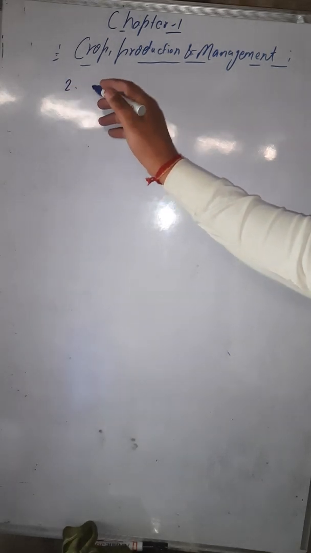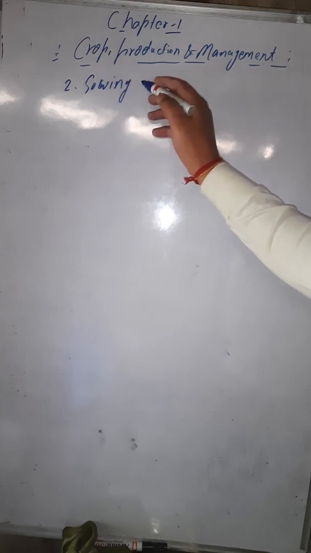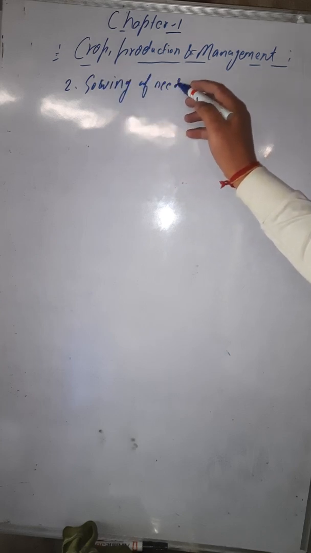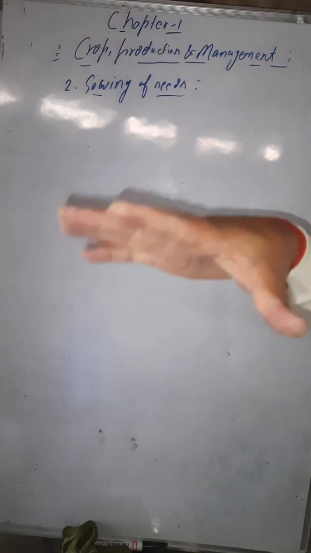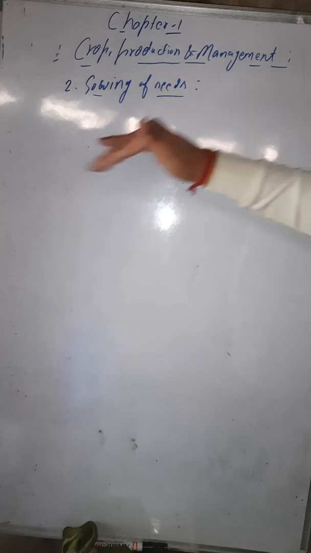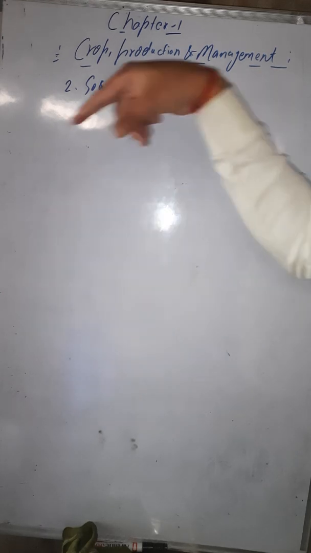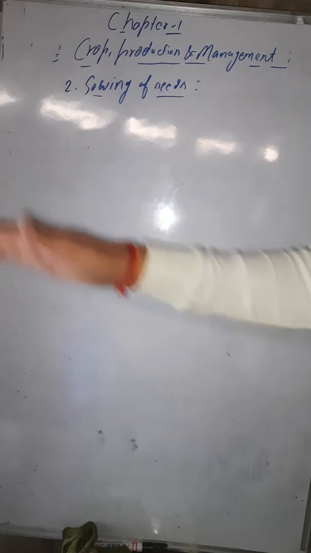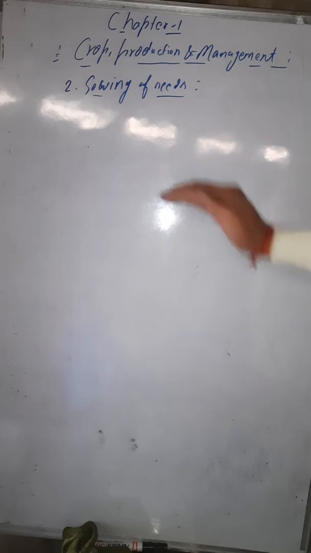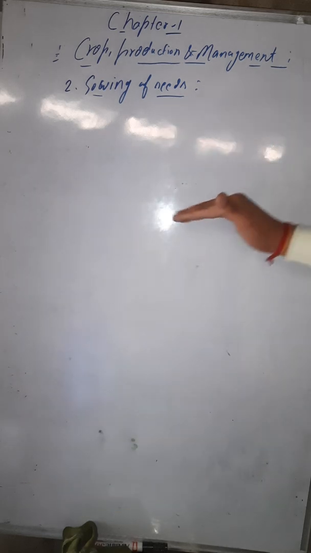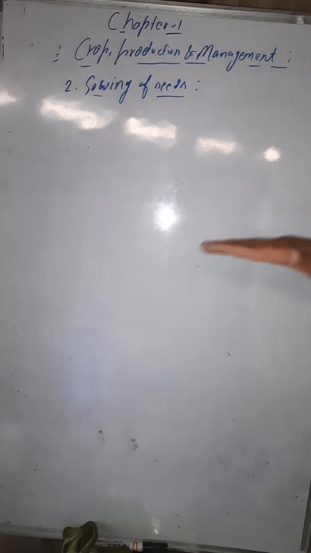This is number 2, and that is sowing of seeds. So, this is the next process. See, in the first one, where we prepared the soil, what we did there: we dug the soil first with the help of the plowshare or the cultivator, what we call the tractor. With the help of this we dig the soil, and then with the help of the leveler, we level the soil.